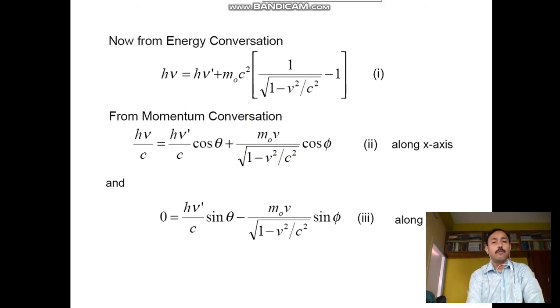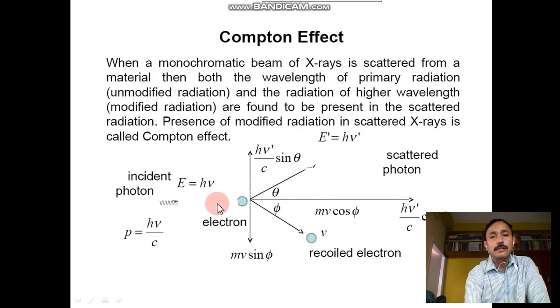And the vertical component, along the vertical direction, incident photon has no momentum, but it has the scattered photon having h nu dash by c sin theta, and recoil electron has mv sin phi in the negative direction. So we have to put the value of m is equal to m naught by root over 1 minus v square by c square.